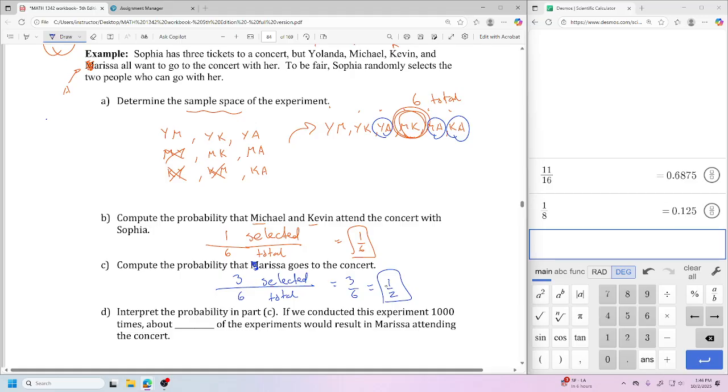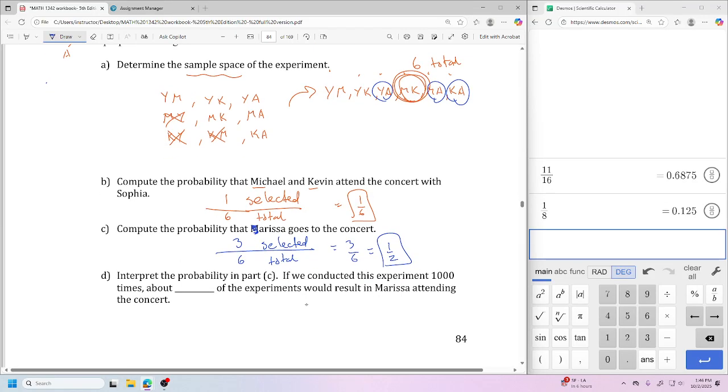You got it. And so it says interpret what's going on. If we did this 1,000 times, how many would result in Arissa going to the concert? So this is the interesting thing. We got 1,000 and we got this half. So half of 1,000 is how much? Done. And that is the answer they're wanting right there. And that's it.